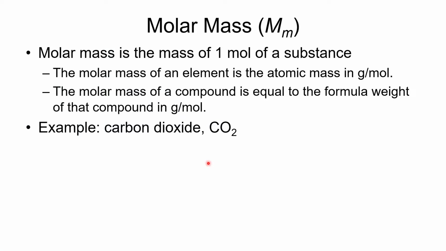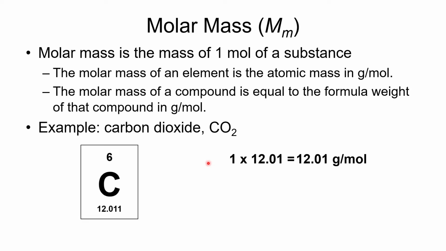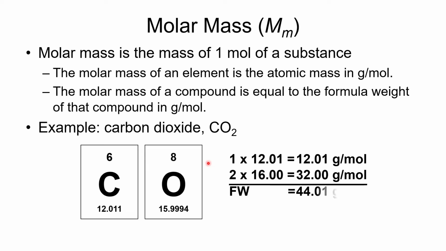The molar mass of a compound is simply the formula weight of that compound, but again, written in grams per mole. So let's do carbon dioxide. We did carbon dioxide for formula weight a little bit ago. Here we're going to do it for molar mass. 1 times 12.01, 2 times 16.00. We add those together, we get 44.01. Perhaps this looks familiar. This is the exact same calculation that we did earlier. The only thing that's different is that previously, when we did formula weight, it was in AMUs, and now it is in grams per mole. That's the difference.